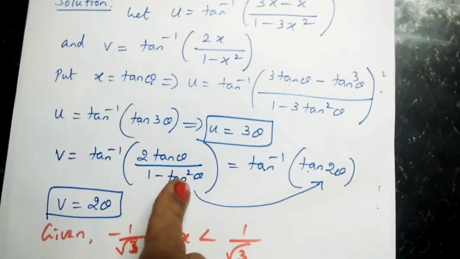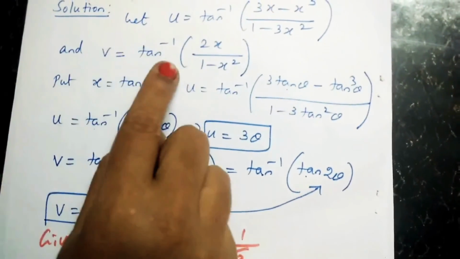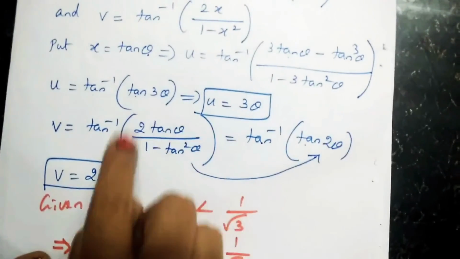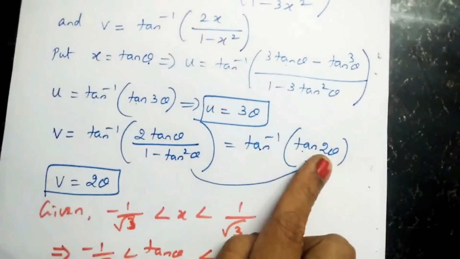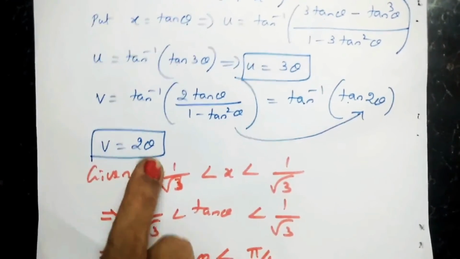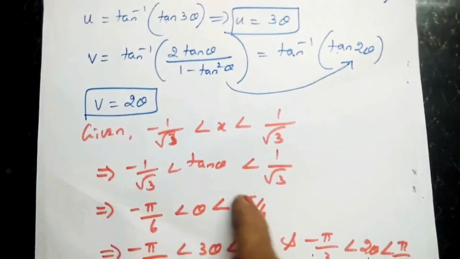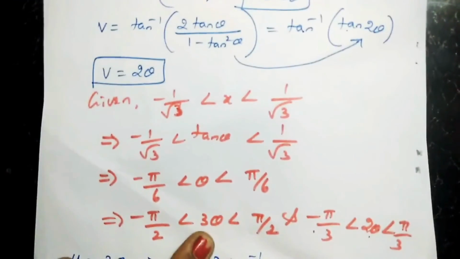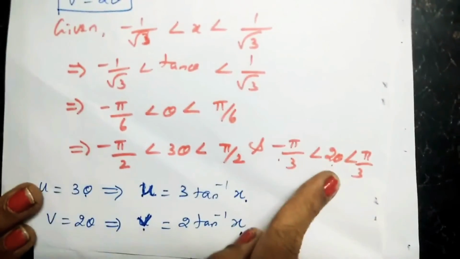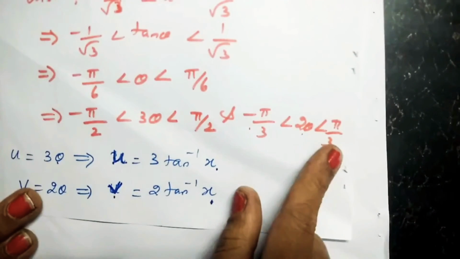In this way you have to follow for v. Tan inverse of 2 tan theta by 1 minus tan square theta. This is the trigonometry formula for tan 2 theta. After that tan inverse and tan cancel, v equal to 2 theta. Next, given the interval, 3 theta lies between minus pi by 2 to plus pi by 2, and 2 theta lies between minus pi by 3 to pi by 3.